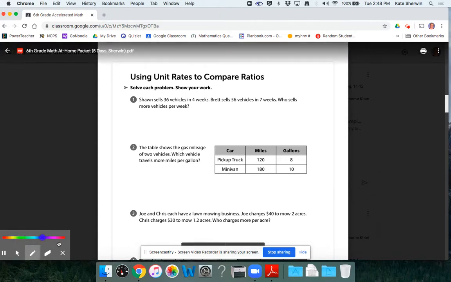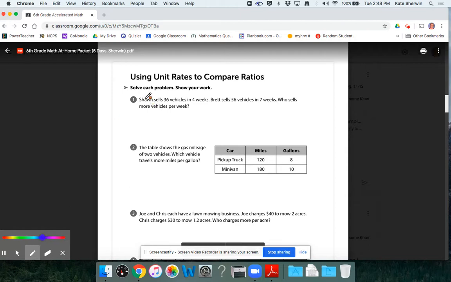Now, a unit rate is something compared to 1. For example, a speed limit is a unit rate, 75 miles per hour, per 1 hour. So a unit rate is a ratio with a denominator of 1.